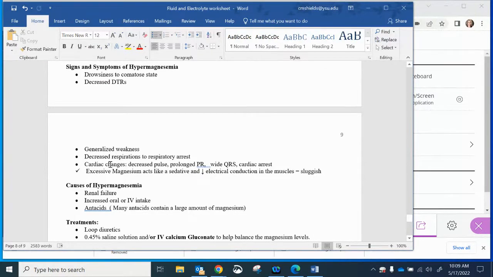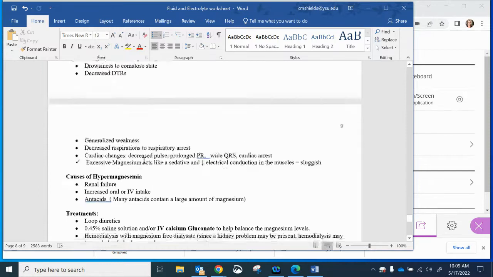Cardiac changes, we're going to see cardiac changes with magnesium fluctuations that can be significant. Decreased pulse, sluggish, slow pulse, prolonged PR, wide and slow QRS, which can certainly lead to cardiac arrest if it's low enough. Excessive magnesium acts like a sedative and decreases electrical conduction in the muscles, equaling sluggish, okay, just like calcium, we see these sluggish symptoms.